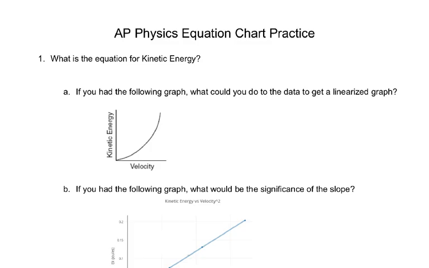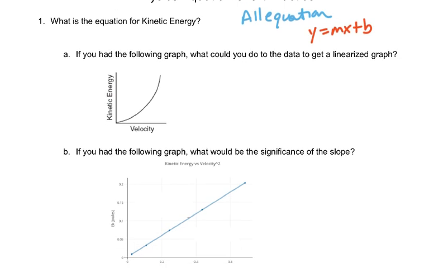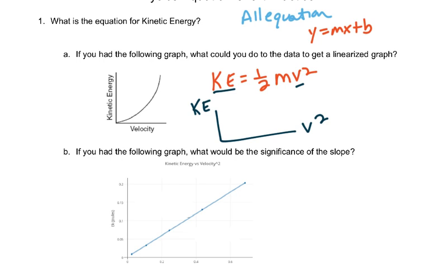All right, a quick reminder about graphing. All equations on the equation chart are in y equals mx plus b format. I am just going to look at this first one here. So if you had this graph here, well, if you look at the equation for kinetic energy, you'll see that it's 1/2 mv squared. And so in order to linearize this graph, you wouldn't change KE because in the equation it's still just KE, but velocity squared is what's in the equation. So if you were to graph that, you would get a straight line. So the graph is now linearized.